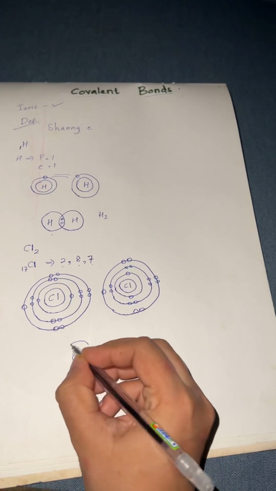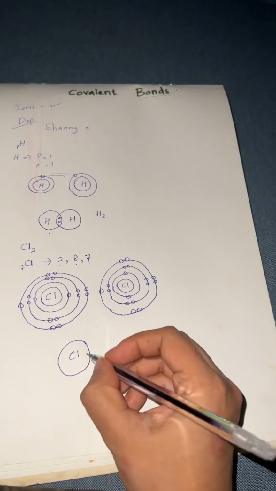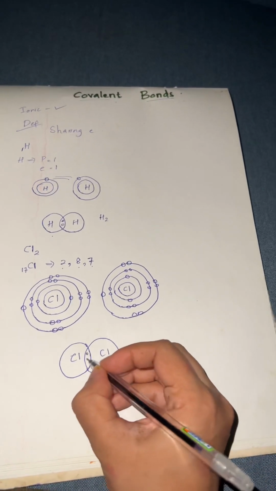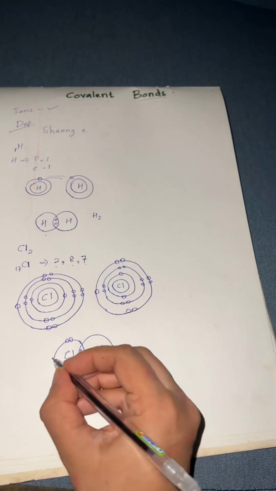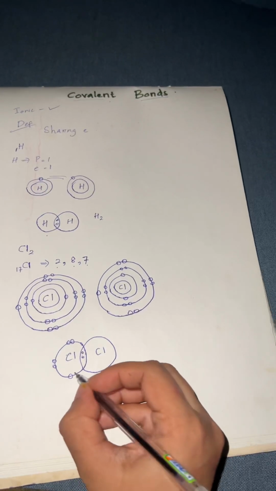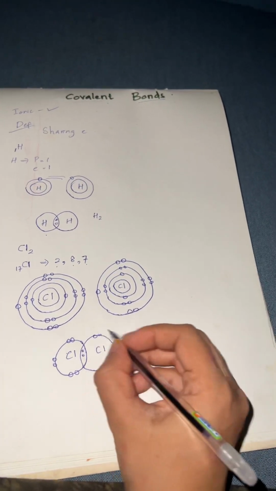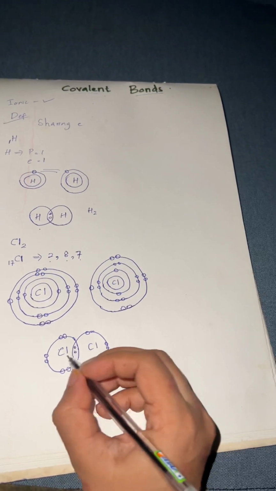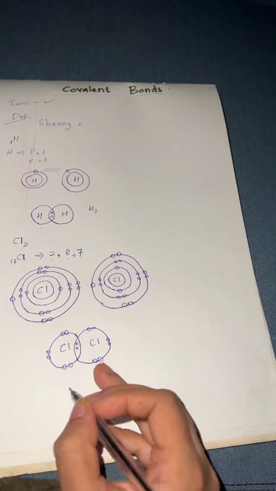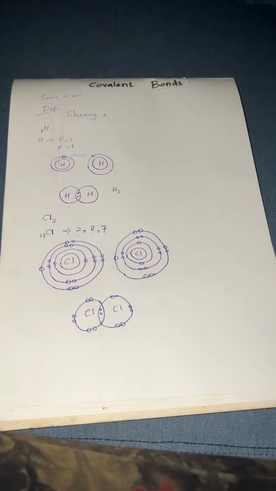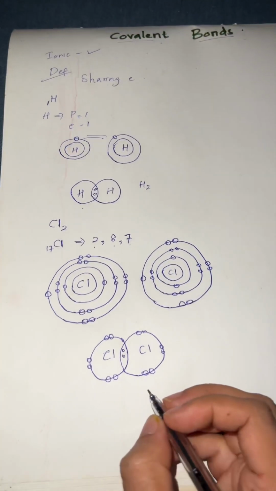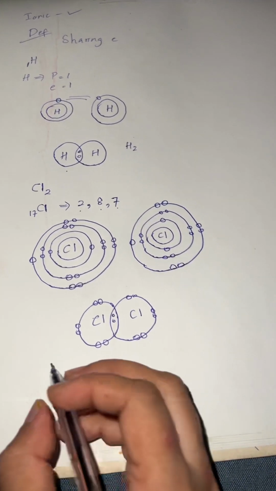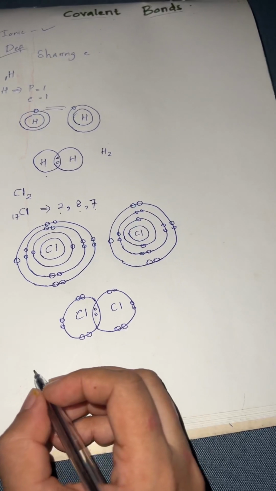When you're drawing the diagram, you only draw the outermost layer. So they share. There were already 6 paired electrons, so 3 pairs, and altogether 6 plus a single one. The other single one, they share, and now both have 8. That means they reached the stable level. Likewise, you can try for the other gases.